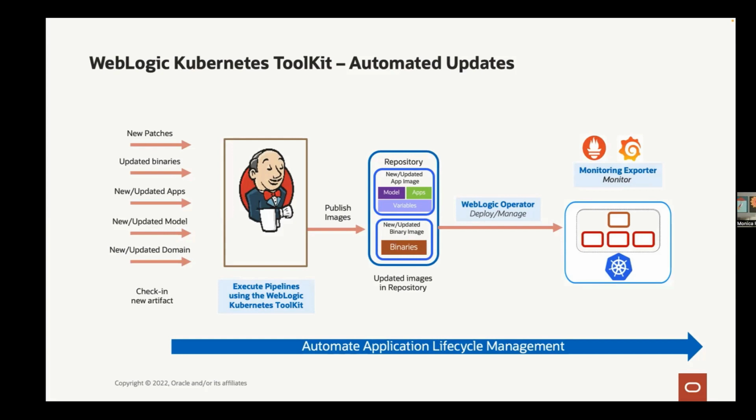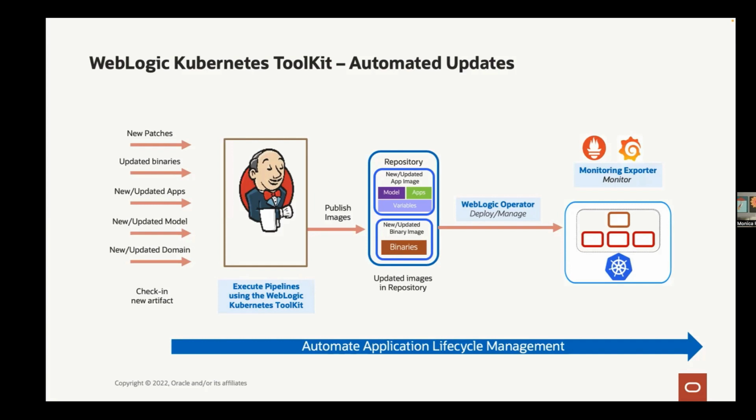When you have an update to either your binaries or your application or to your configuration, the pipeline would invoke the toolkit, like the image tool, to build either a new binary image of WebLogic with the latest patches applied, or a new application image that contains the latest version of your application that you have updated. These images get pushed automatically to a repository, in our case, the Oracle Container Registry in OCI.